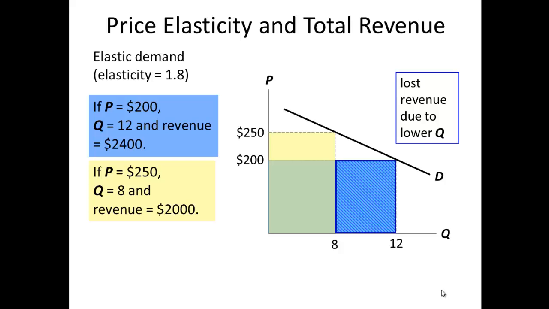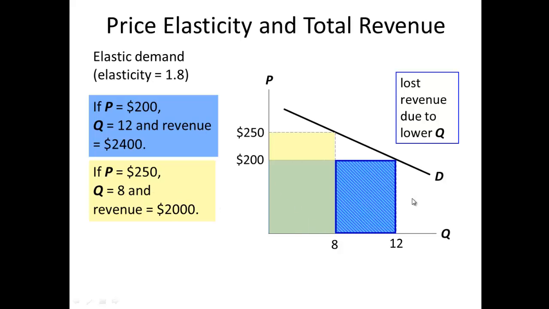So in this particular example, you're starting at $200 and you're trying to decide whether or not to raise your price to $250. At $200, you were selling 12 websites a month. Remember, total revenue is price times quantity. 200 times 12 is 2,400. If you change your price to 250, you're only going to sell 8 websites a month. 250 times 8 equals 2,000.